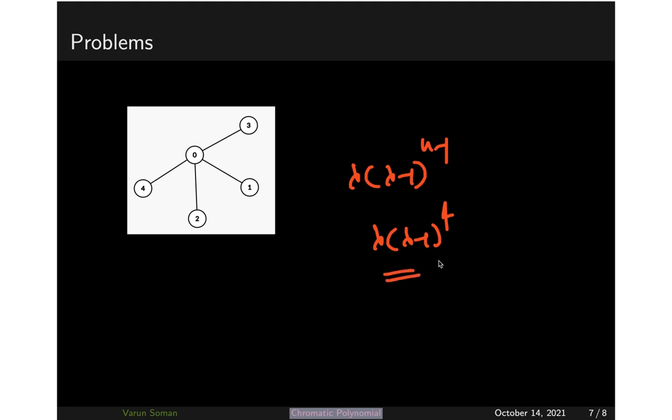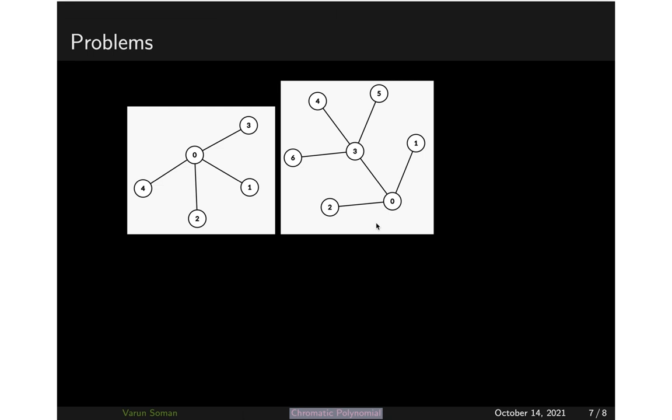Or you can use the commonsensical approach also. Suppose I have lambda colors, so I can color this vertex with lambda. How many options are available for these two vertices? Lambda minus 1 options. Again lambda minus 1 options here, lambda minus 1 options here, and lambda minus 1 options here. So in total it will be lambda into lambda minus 1 into lambda minus 1 into lambda minus 1 into lambda minus 1. That way we also get this answer, without using the formula. Now we can try the same problem using this tree also.